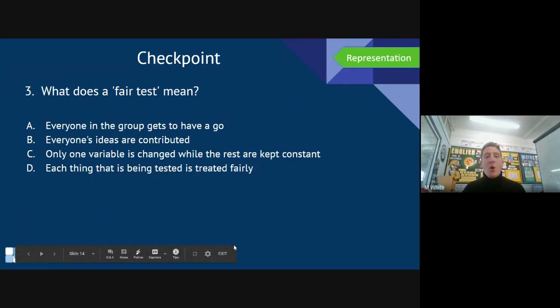Question number 3. What does a fair test mean? A, everyone in the group gets to have a go. B, everyone's ideas are contributed. C, only one variable is changed while the rest are kept constant or the same. D, each thing that is being tested is treated fairly. So what does a fair test mean? A, B, C, or D?